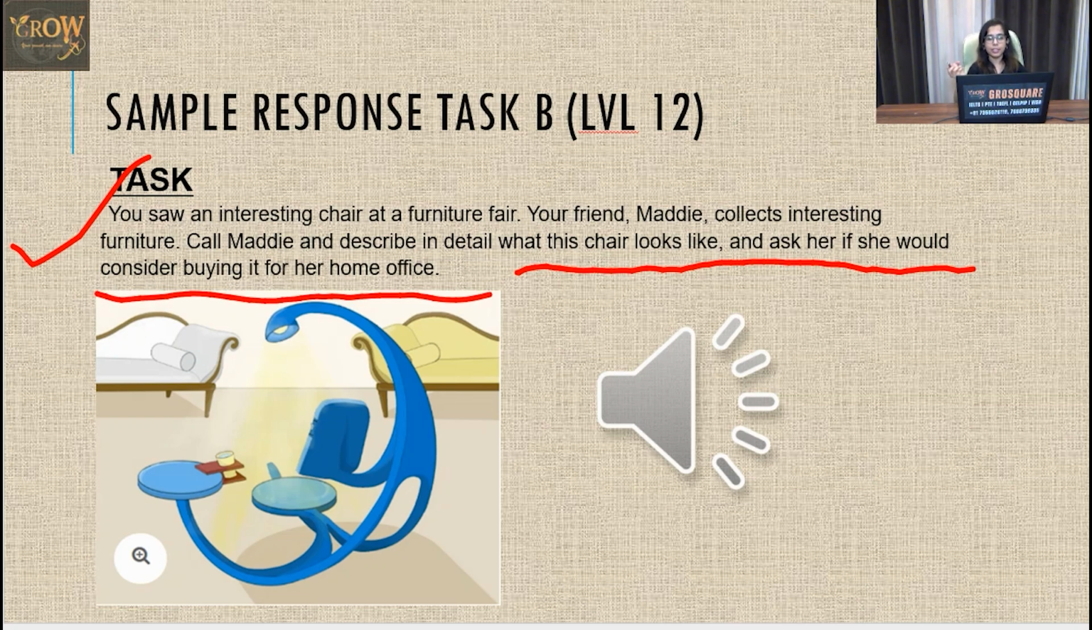Now, what kind of question is it? This is task 8. And what is that? Describe an unusual situation. You have seen this furniture and your friend is fond of this. You have to call your friend and explain what kind of furniture it is. So let's listen.